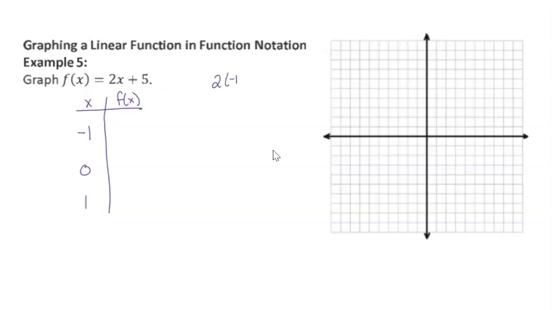So when I plug in -1, literally that's what I'm doing. I'm plugging -1 in for x. So I end up getting 3. I'm going to plug in 0 for x, just like this. I get 5. I'm going to plug in 1 for x. 2 times 1 plus 5, I get 7. Let's graph those points. So I have -1, 3. Then I have 0, 5. And then 1, 7.